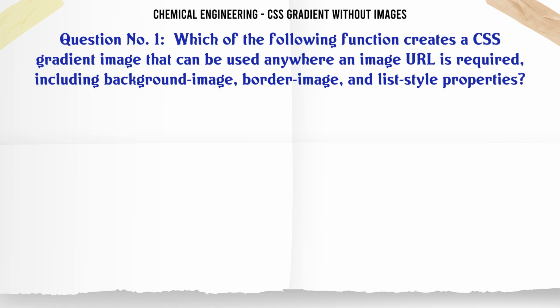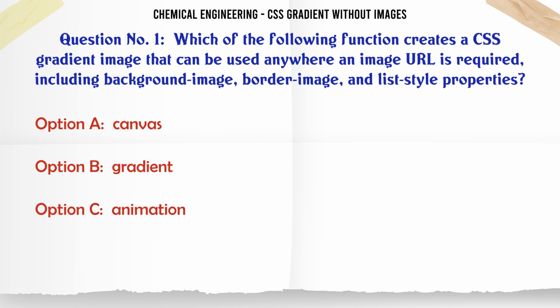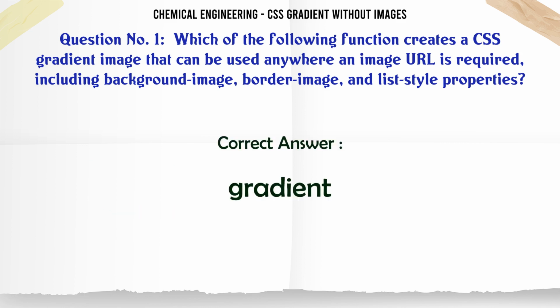Which of the following function creates a CSS gradient image that can be used anywhere an image URL is required, including background image, border image, and list style properties? A. Canvas. B. Gradient. C. Animation. D. Color. The correct answer is gradient.